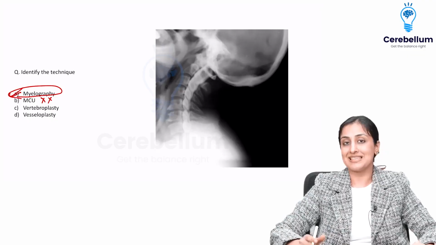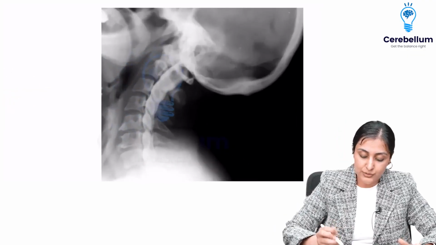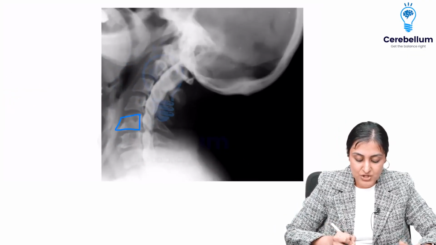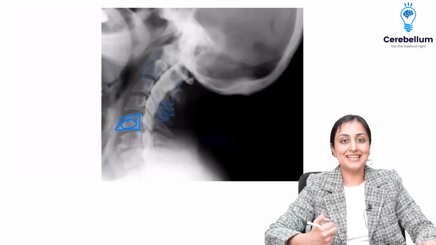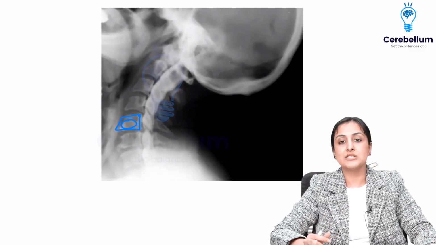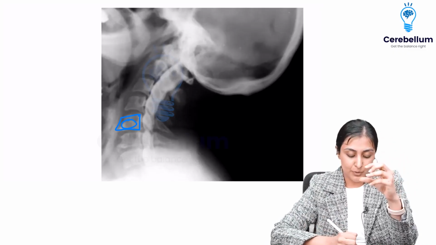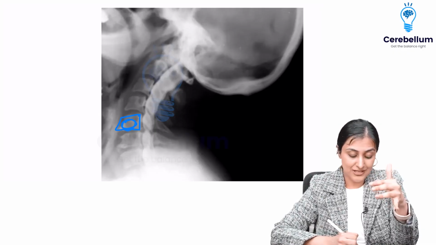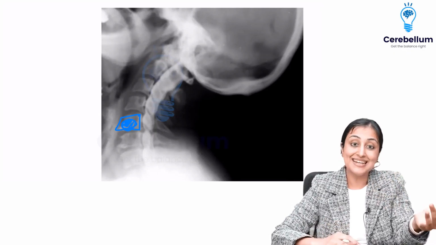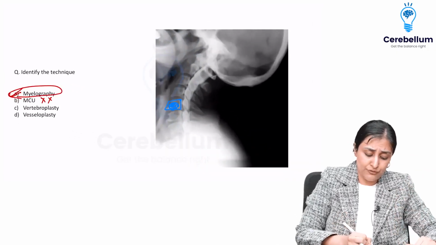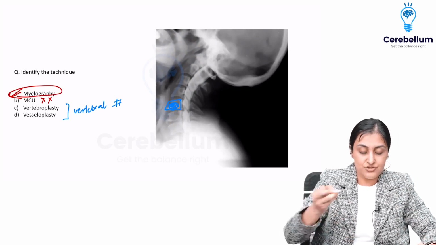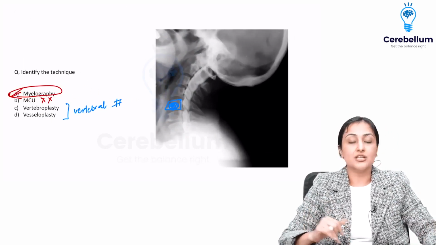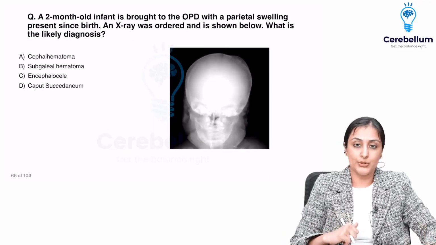What is vertebroplasty and vesselplasty? So vertebroplasty and vesselplasty are where you inject bone cement in the vertebra. Vertebroplasty is plainly injecting the bone cement, whereas vesselplasty is where you're going to put a balloon sort of structure and then you're going to put cement inside it. Both of these are used for vertebral fractures, compression fractures. We use it to strengthen the vertebra. So this is a myelography.